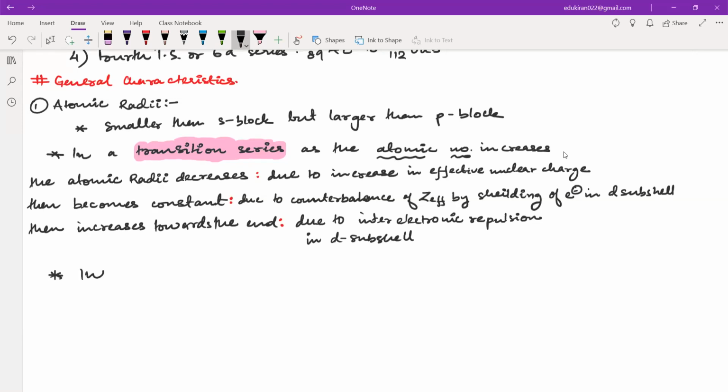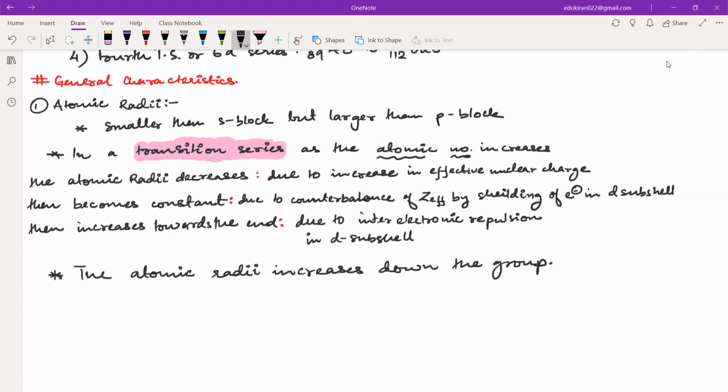Now, next is what is going to happen when I go down the group. So the atomic radii increases down the group. Obviously the reason is very much obvious: if I go down the group, then I'm increasing the number of shells. As I go from first, second, third, fourth, fifth, sixth shell, the atomic radius is going to increase if I go down the group.